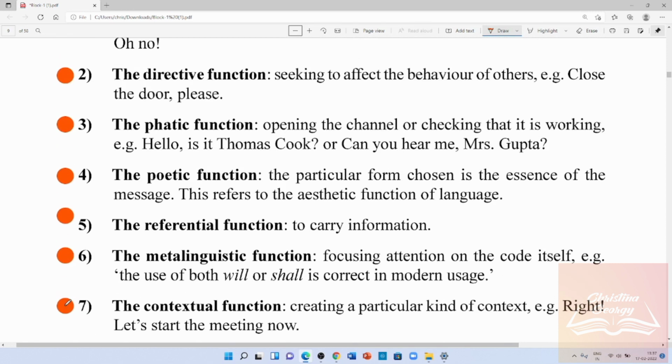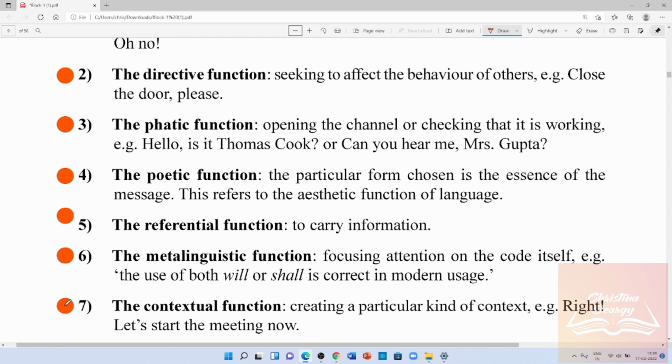Now let's move on to the poetic function. That is, the particular form chosen is the essence of the message. This refers to the aesthetic function of language. The poetic function refers to the aesthetic function of language.